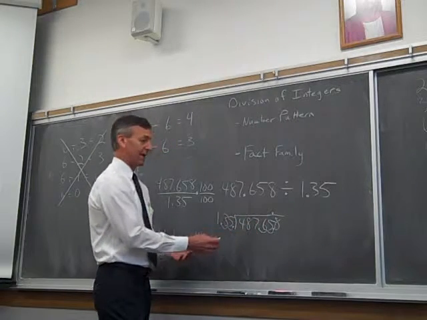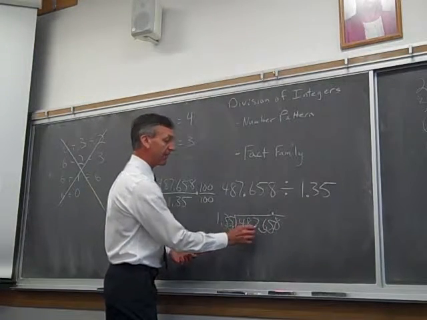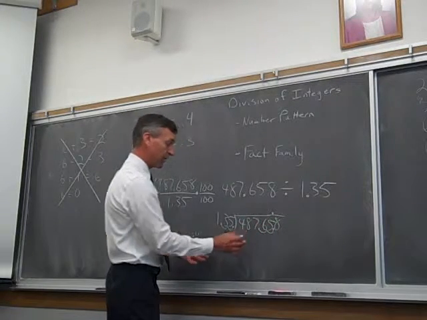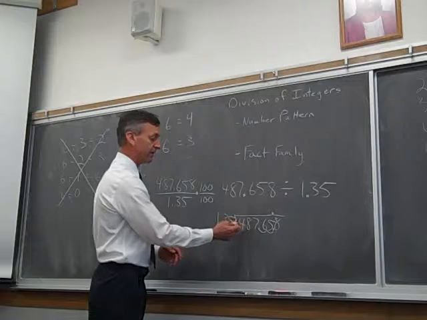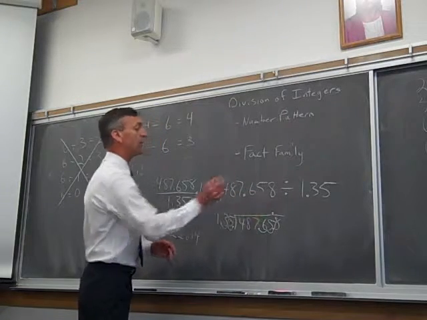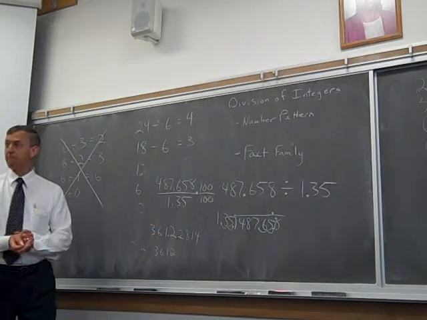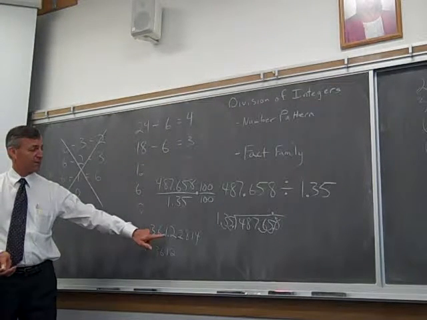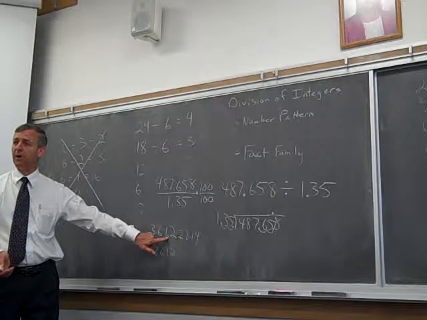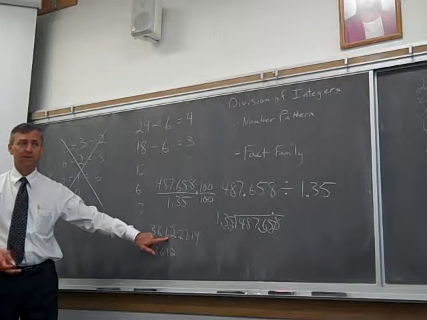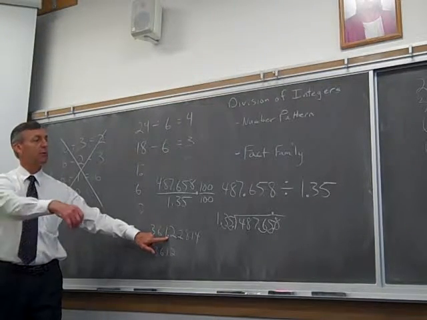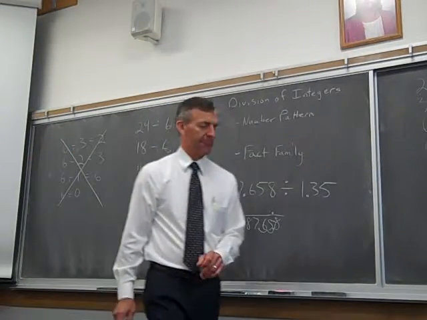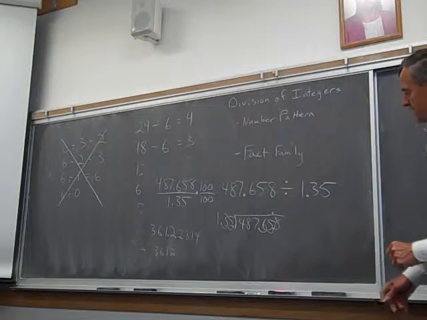But we're not dividing 135 into 487,658. We're dividing 1.35 into 487.658. So we can place the decimal by just estimating, not by moving decimals and raising it straight up and so on. But can everybody see that?